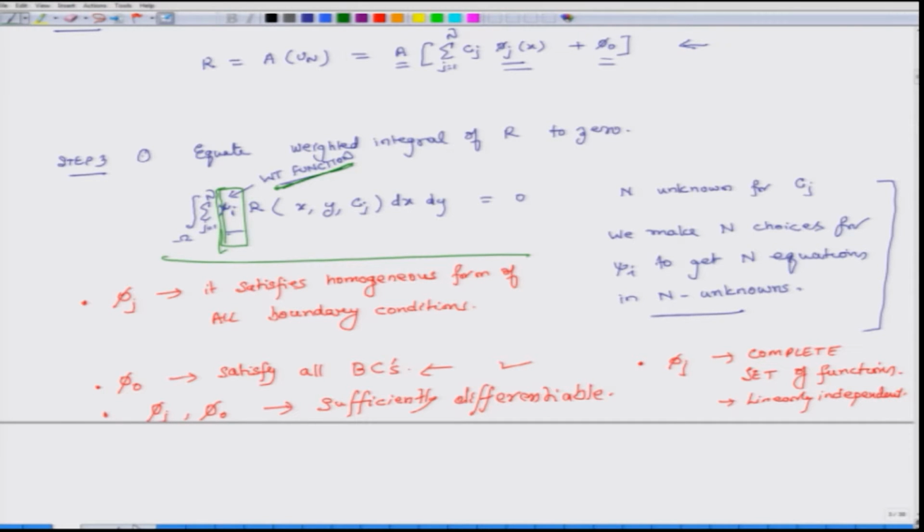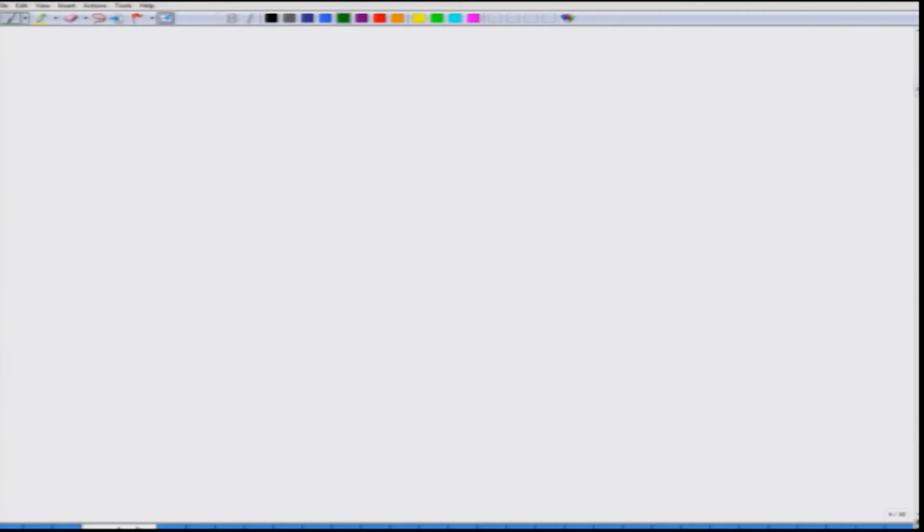Then I had mentioned that this weighted residual method has different flavors, and depending on the choice of our weight function, it is a particular type of weighted residual method. So today we will discuss some of these methods, and the first method we are going to talk about is called the Petrov-Galerkin method. Okay. So in this, there is only a restriction on the choice of weight function.